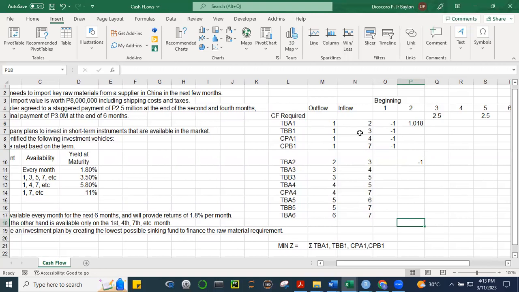It will be whatever 1.018 times TBA1, and then minus 1 times TBA2. It will be equal to what, class? Total cash flow. It will be a certain amount. So we get 1.018 times TBA1 because TBA1 will mature, and then we subtract 1 times TBA2. It will be equal to what?